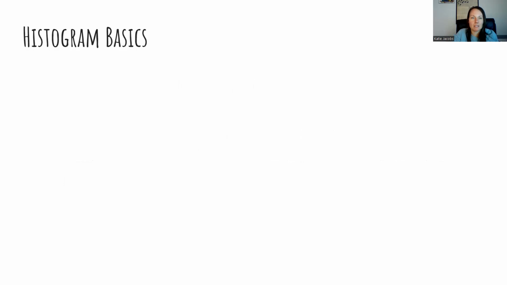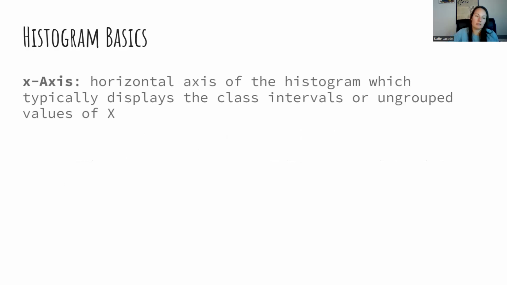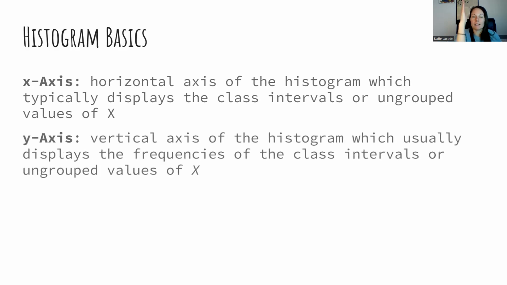So there are some histogram basics that we need to learn. To continue, some of this will be review. When we're creating a histogram, our x-axis is the horizontal axis of the histogram, which typically displays the class intervals or the ungrouped values of x. So you can actually create histograms for grouped or ungrouped data. Our y-axis then is the vertical axis of the histogram, which usually displays the frequency of the class intervals or ungrouped values of x.